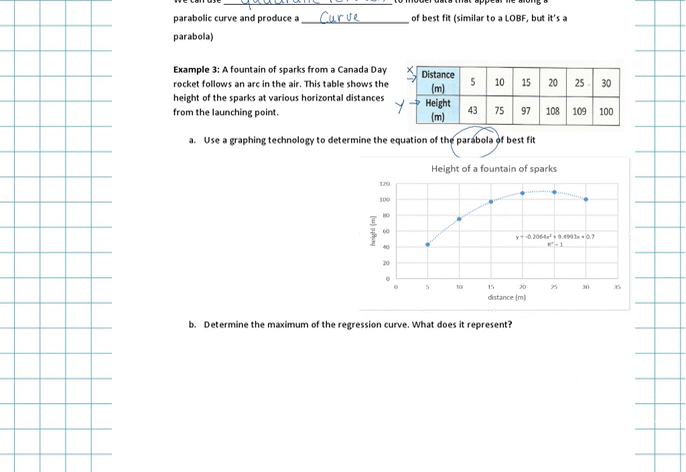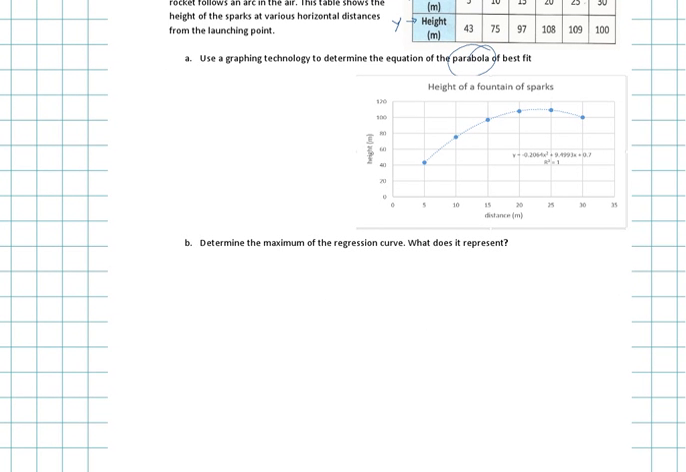Can I just do the next question and I'll give you about 10-15 minutes to figure things out? Okay? So let's do, because I'm running the video, determine the maximum of the regression curve. What does it represent? So if you're looking at this graph, where would the maximum be? It's around 23 meters, right? And then it's gonna be around 110, yeah?